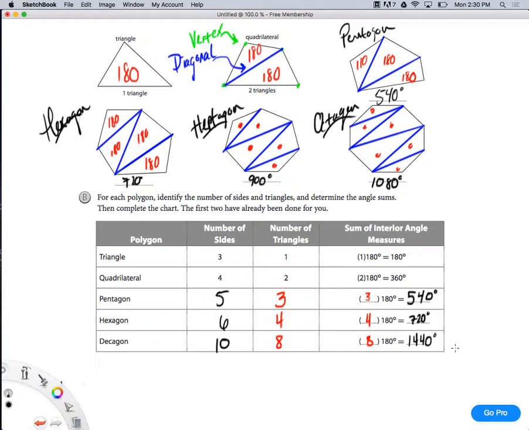1440. 1440 degrees, the sum of the interior angles.